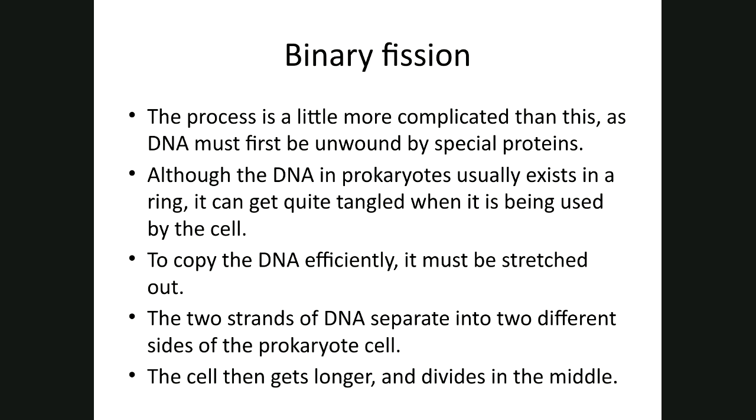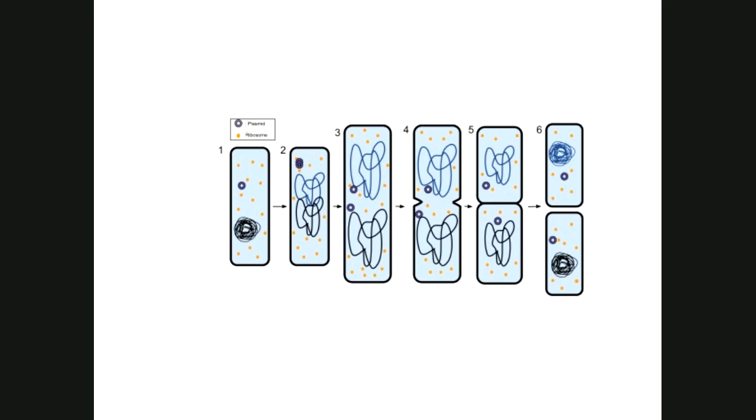Although the DNA in prokaryotes usually exists in a ring form, it is quite tangled when it is being used by the cell. To copy the DNA efficiently, it must be stretched out. The two strands of DNA separate into two different sides of the prokaryote cell. The cell then gets longer and divides in the middle. Here you can see in this picture how the DNA goes for replication: first of all it straightens and then makes its own copies.